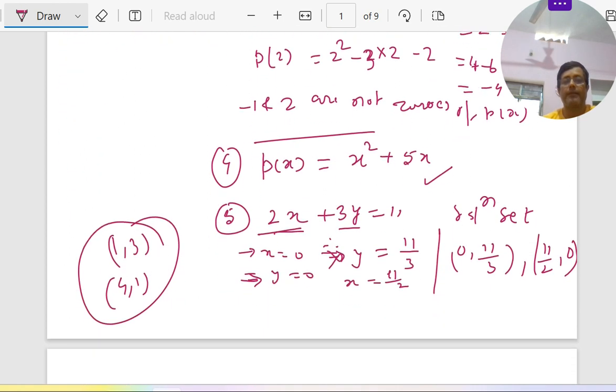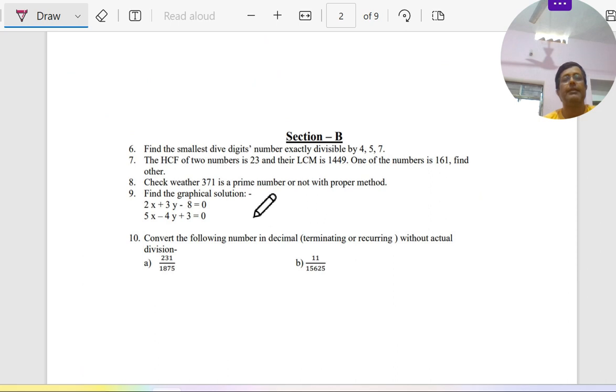Now we go for the second part, section B. So here in section B, the first question, we have to understand this is of 2 marks. So in these 2 marks, generally if required, we will show the process. We cannot write only the direct answer. So here it is written, find the smallest 5-digit number exactly divisible by 4, 5 and 7.